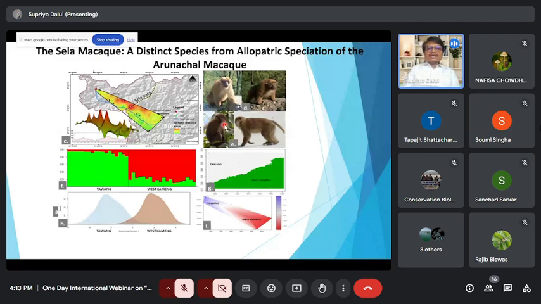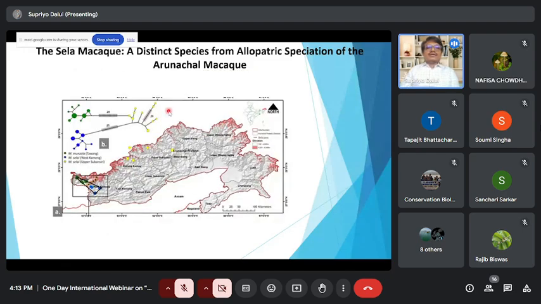So he started his genetic analysis, and he found that all the samples he had collected were clustering separately. So if you see here, these green circles represent the samples from Tawang district, whereas these blue ones represent the samples from West Kameng district, and these yellow ones represent the samples from central Arunachal Pradesh.